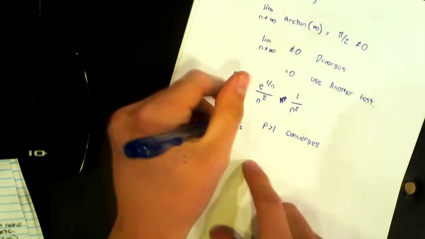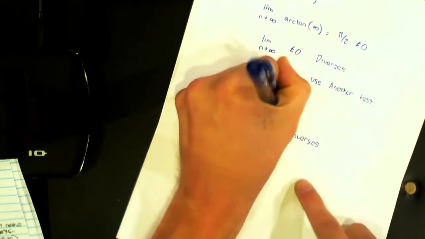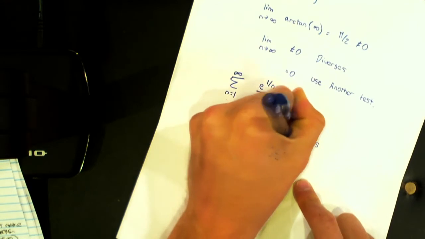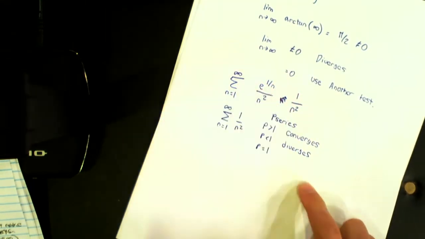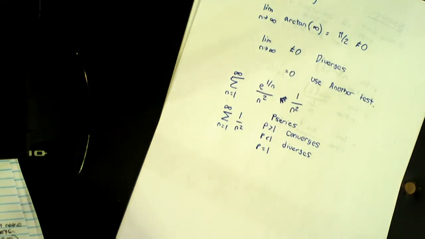All right, perfect. So this is a p series. If p is less than 1, it diverges. What happens if it's equal to 1? Is it inconclusive? No. It's p greater than 1 that converges. What happens if it's less than 1? Oh, if it's equal to 1, it diverges. Diverges as well.